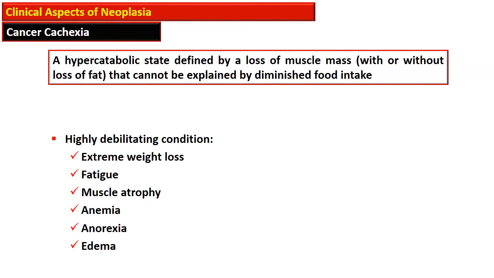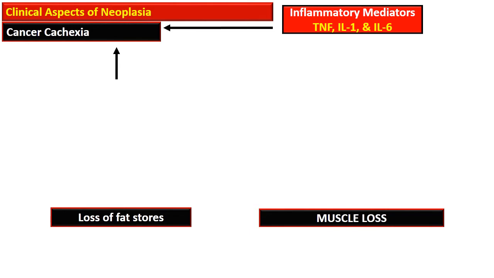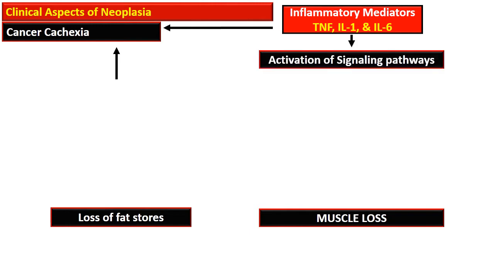This condition is a highly debilitating condition which is associated with extreme weight loss, fatigue, atrophy of the muscles, anemia, anorexia, and edema. The cancer cachexia is associated with loss of fat stores and loss of muscle. The inflammatory mediators such as TNF, interleukin 1, and interleukin 6 have been linked with the mechanism of muscle loss.